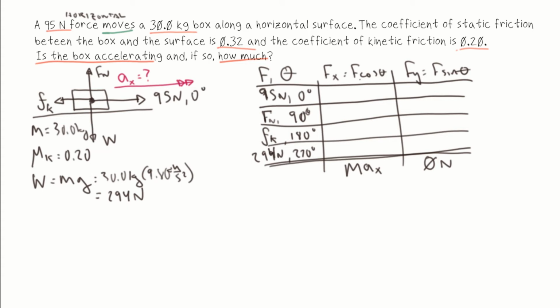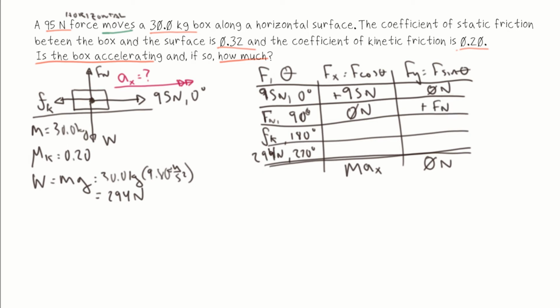From here, we can fill out the vector analysis table because everything sits on an axis. The math is going to be pretty quick. You can work it out on a calculator if you want to, absolutely. If it's 0 degrees, that means it's all positive x. So we can just write 95 newtons. Nothing's in the y. At 90 degrees, it's all positive y. So nothing's in the x.